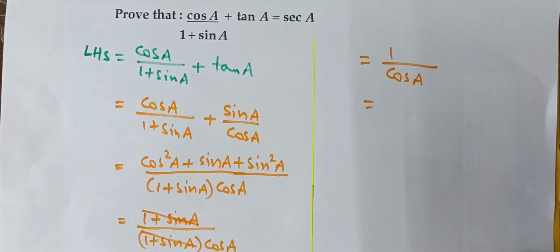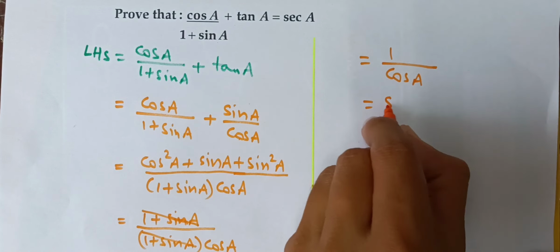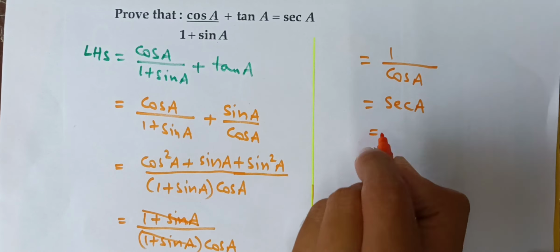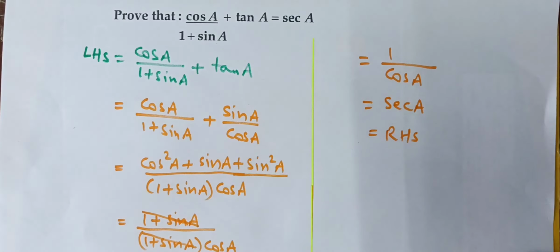Initially we have used the special ratio, after that we have used the square relation, and at last we have to use the inverse relation. So 1 upon cos gives the answer sec A, and that finally is what we want, the RHS.